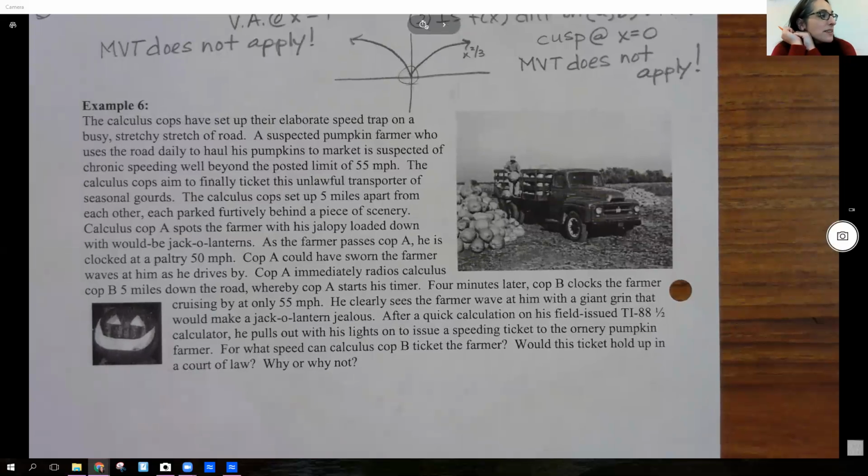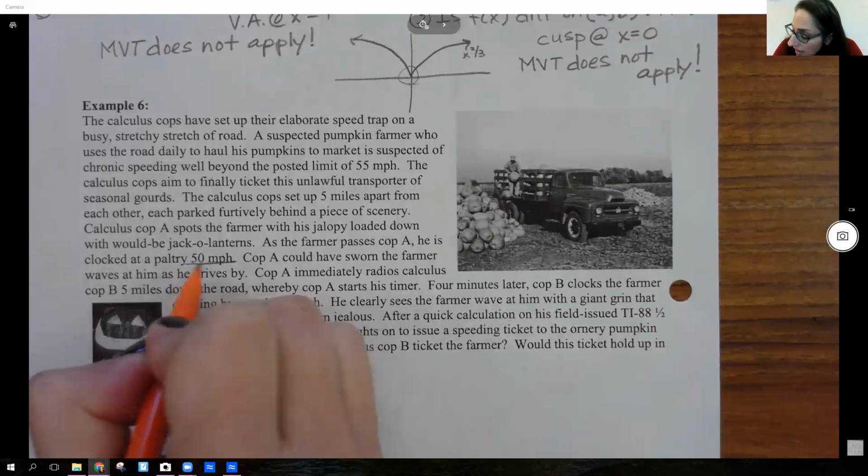The calculus cops set up 5 miles apart from each other, each parked furtively behind a piece of scenery. Calculus cop A spots the farmer with his jalopy loaded down with would-be jack-o'-lanterns. As the farmer passes cop A, he is clocked at a paltry 50 miles an hour.